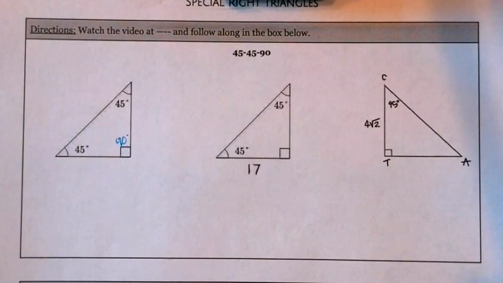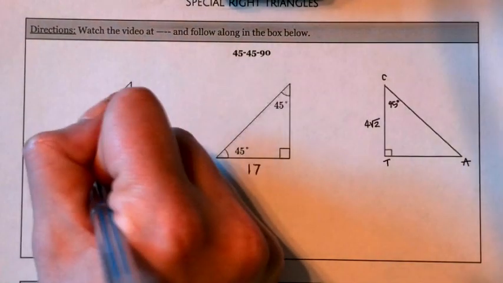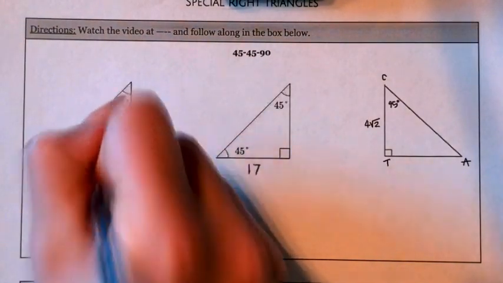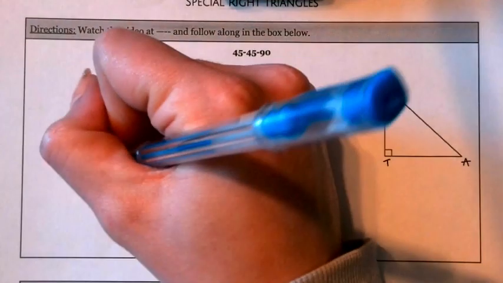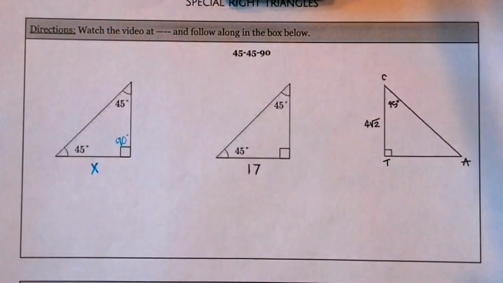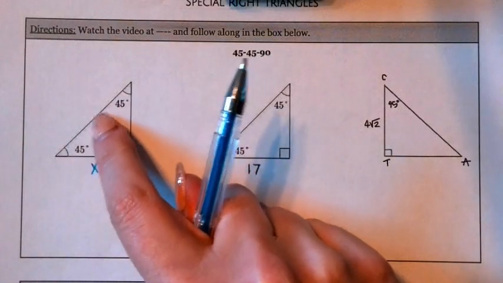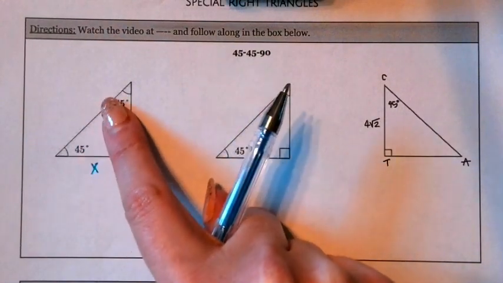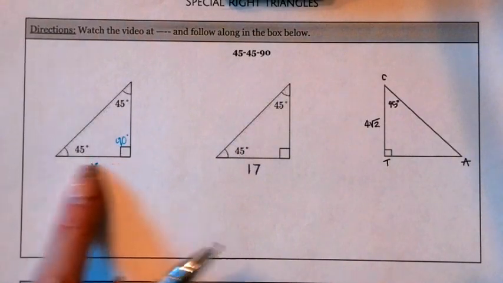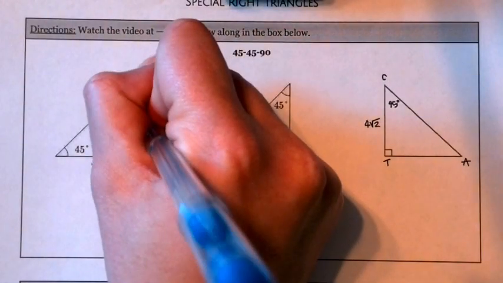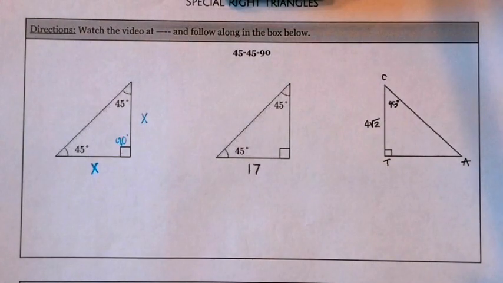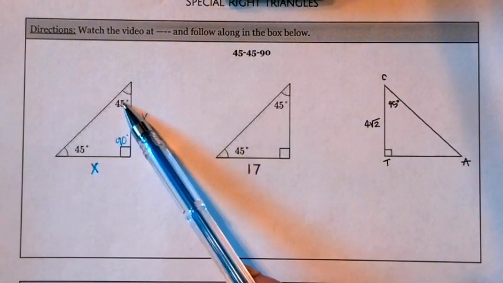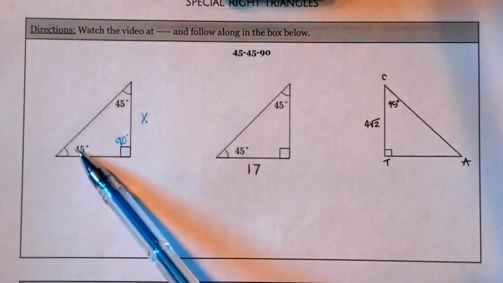In class, when we did this, we labeled our legs. So our legs of a triangle are the sides that are not the hypotenuse. And our hypotenuse is always directly across from our right angle. So this is our hypotenuse. And so our legs will have the same exact measure. And that is because my 45-degree angle here is the same as this one.